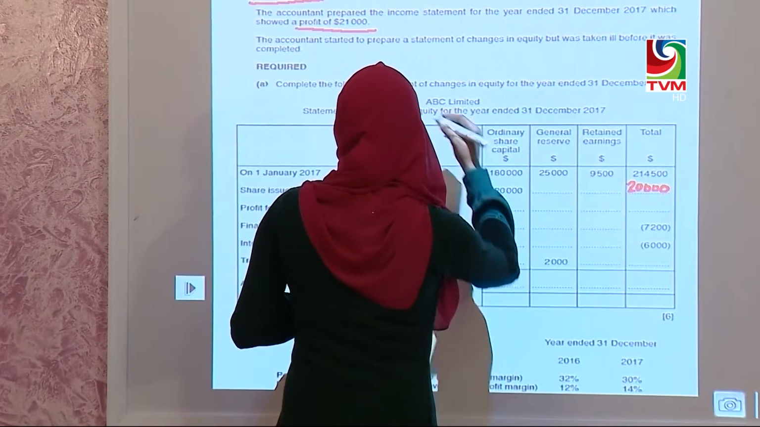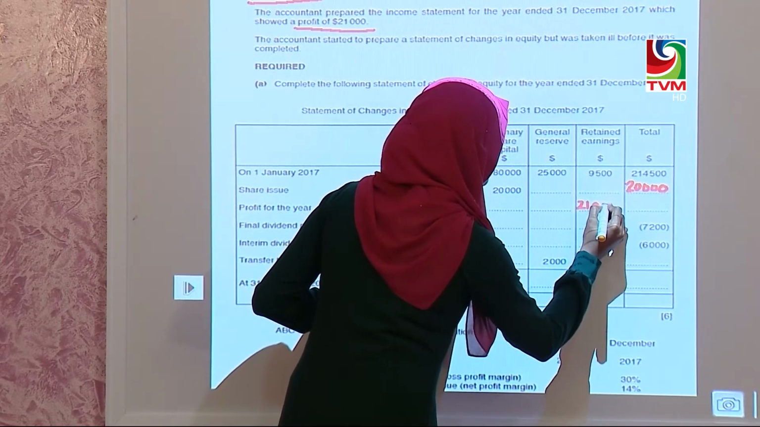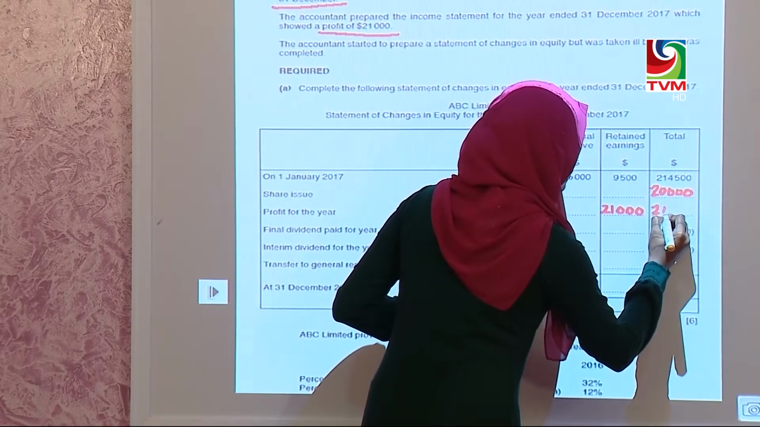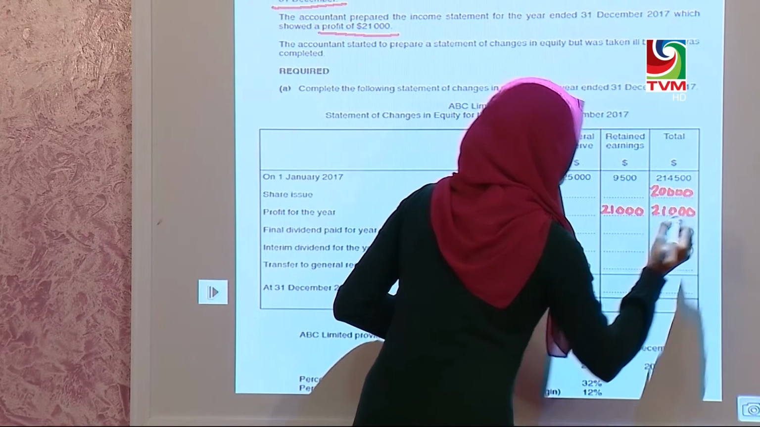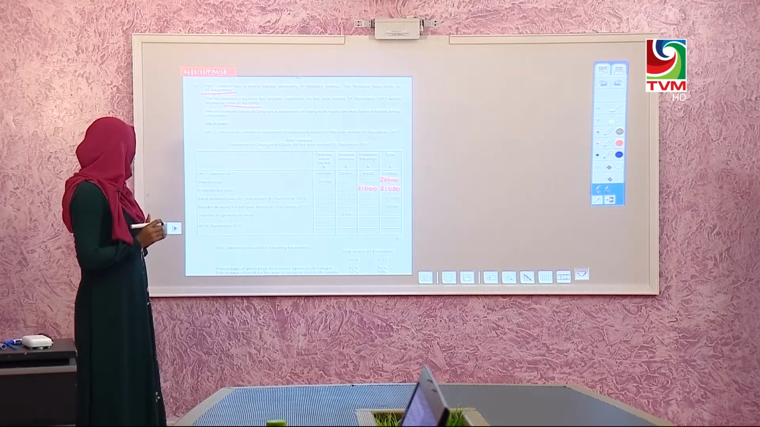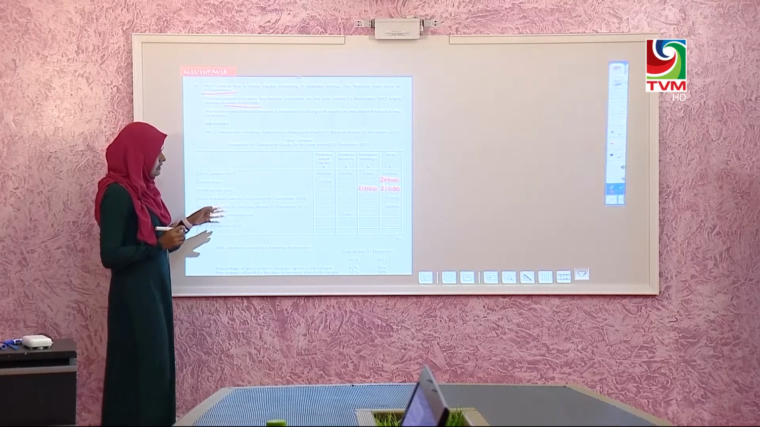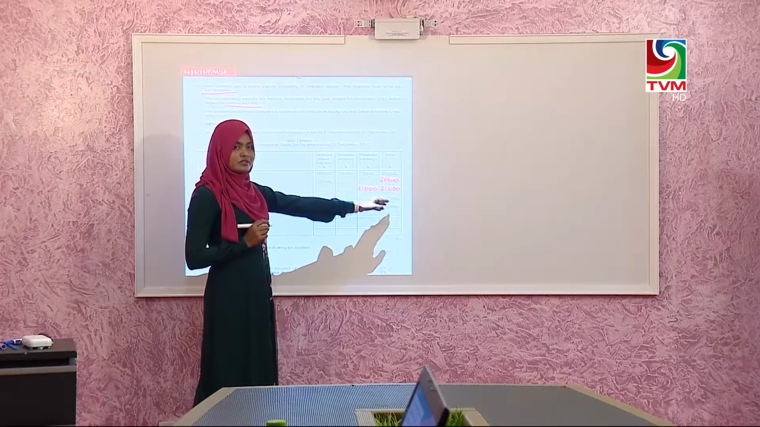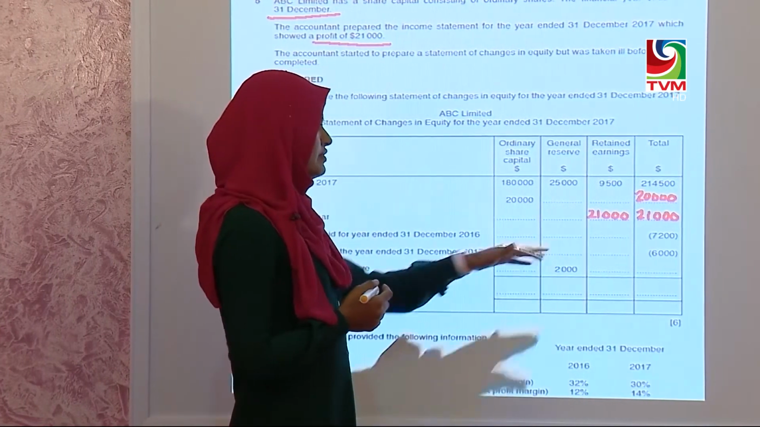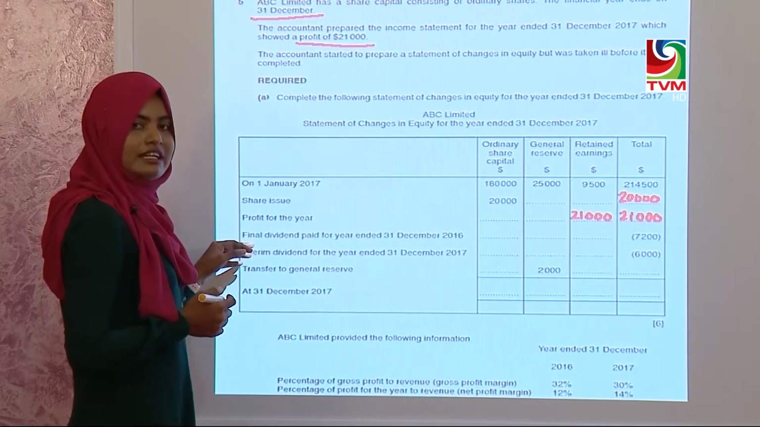So profit for the year here is 21,000. So let's write 21,000 here. And this total has to be recorded in the total column as well. So now we are done with the profit for the year also. Then what is the next step here? Recording the dividend. You can see that there is a deduction of 7,200 in the total column. That means they have paid a dividend of 7,200, and this is the final dividend here.